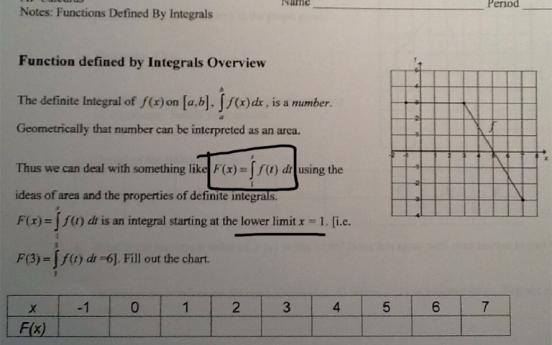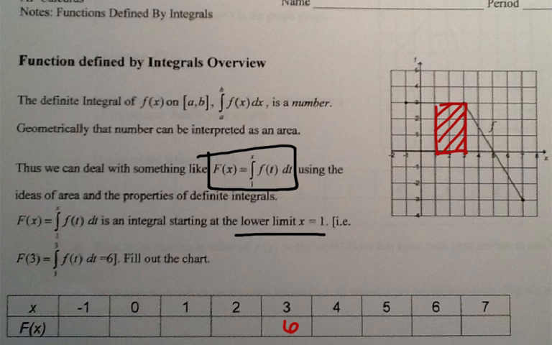So F of 3, for example, would be the integral from 1 to 3 of f of t dt, which is equal to 6. So let me show you how they get that. If I am going from 1 to 3 for my x's, then the area between the curve and the x-axis would be this region here, and that's 2 times 3, which is 6, and they gave us that.